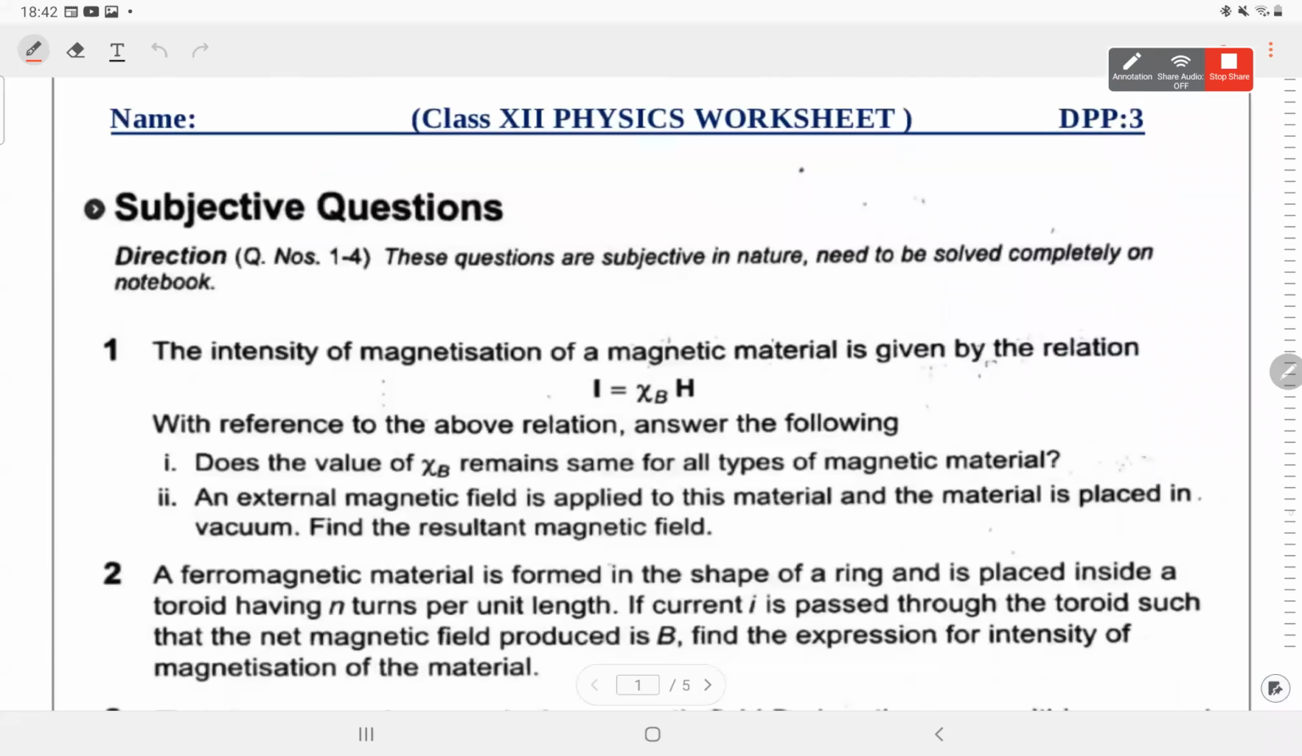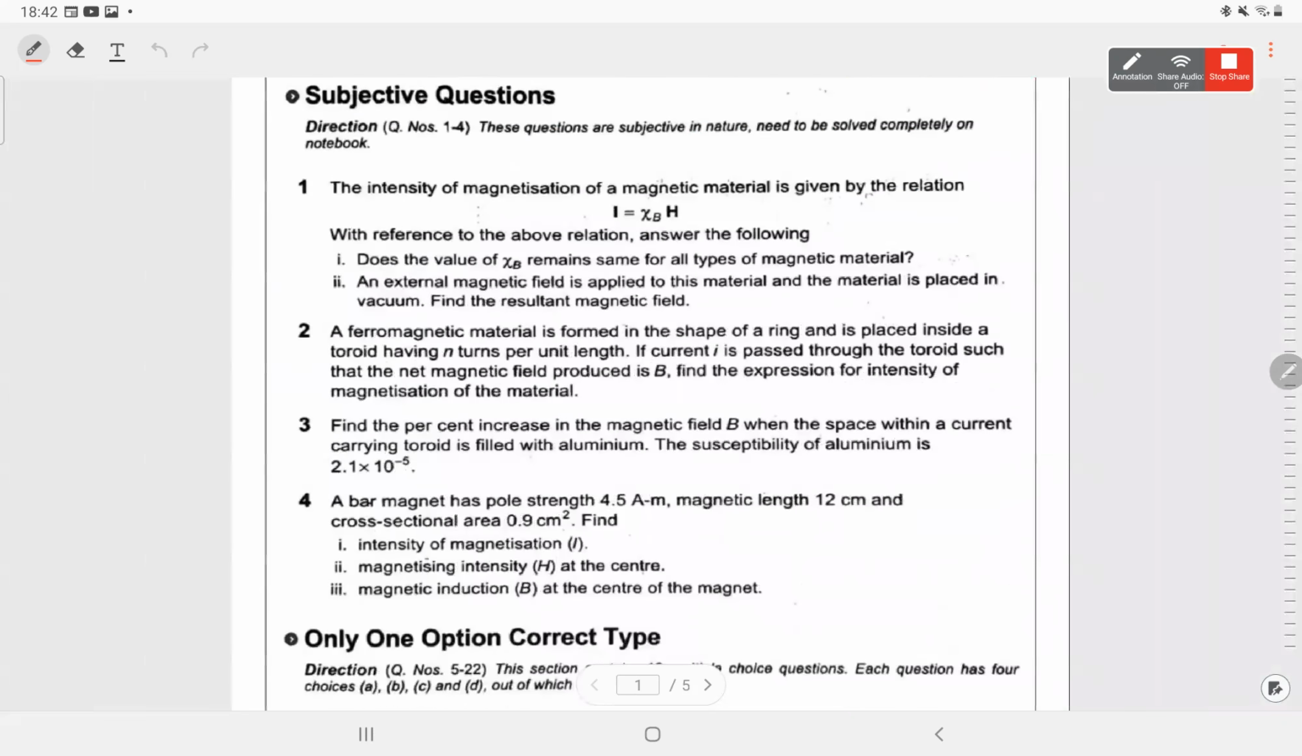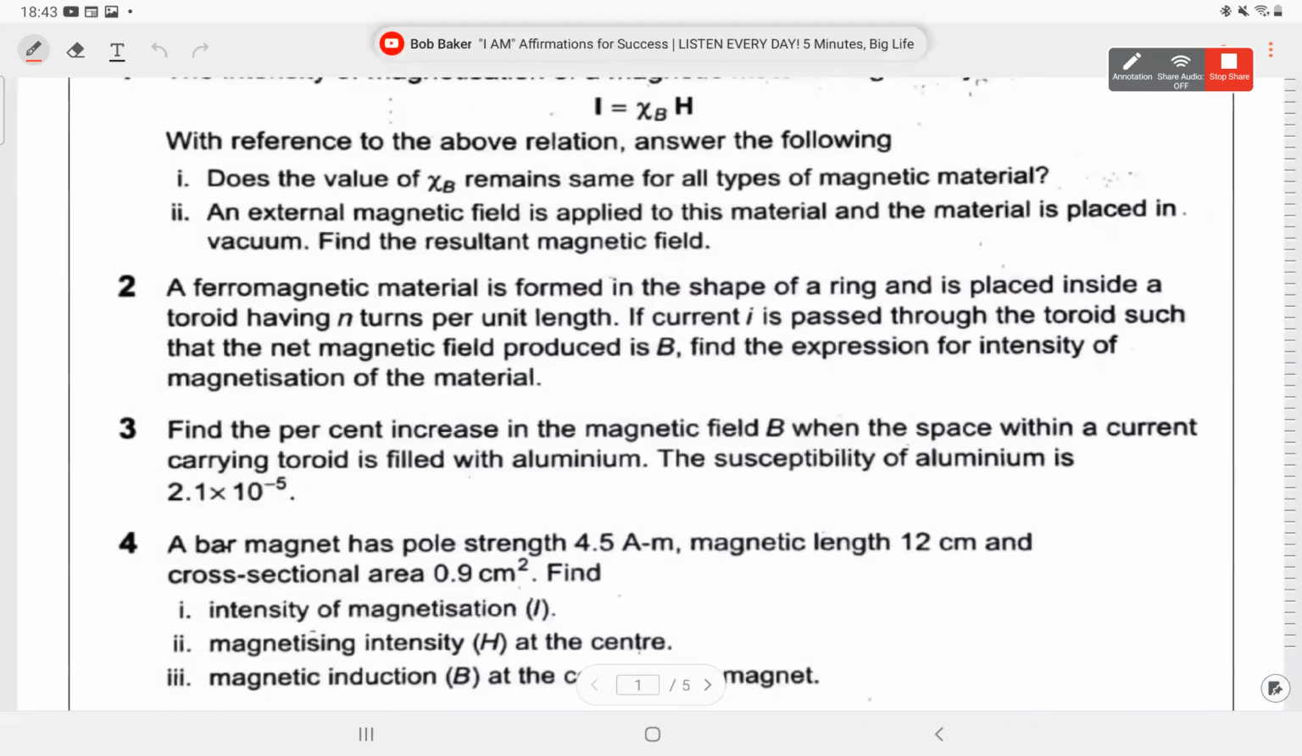Next is magnetic materials and their properties. First, does the value of chi remain the same for all types of material? No. For paramagnetic, it is small and positive. For ferromagnetic, very large and positive. And for diamagnetic, it is small but negative. An external magnetic field is applied to this material and the material is placed in vacuum. Find the resultant. In paramagnetic it will increase slightly, in ferromagnetic it will increase a lot, in diamagnetic it will decrease slightly.